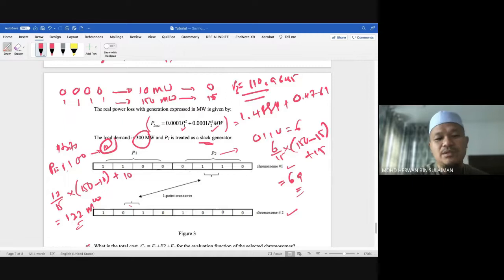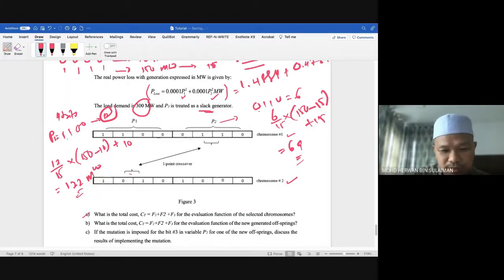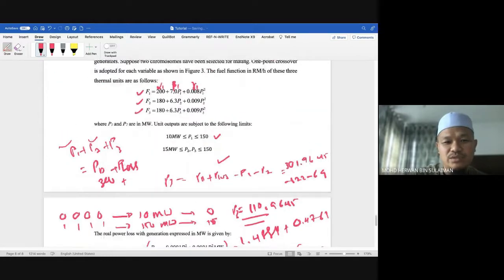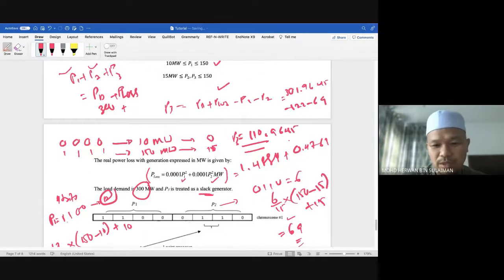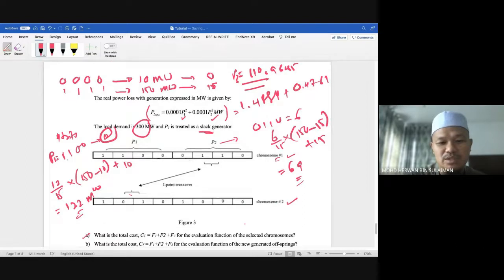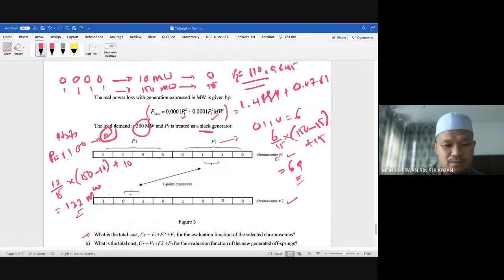So you have everything. To answer the part of the question for C total, for this chromosome number 1, you need to put these values into these equations. Put into the cost function, you add everything, so you get your cost: F1 plus F2 plus F3. Okay, so that is for chromosome number 1. And then for chromosome number 2 it is similar, you just replicate what you have done.